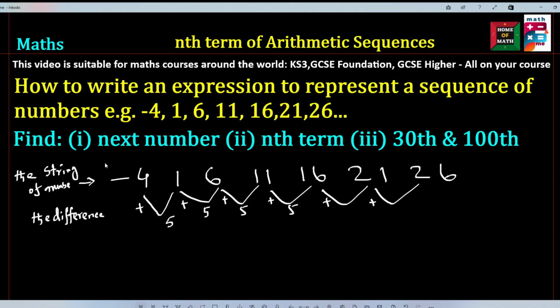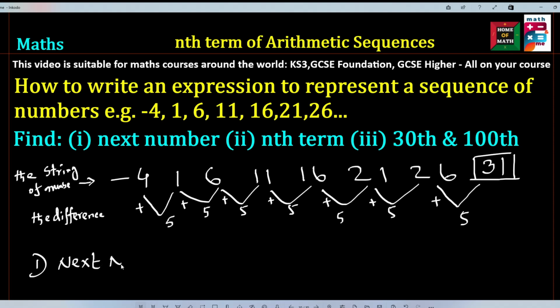So our first question is the next number. So what is the next number? After 26 we will add 5. Why will we add 5? We already saw that the difference between each number is 5. So 26 plus 5 is 31. Our first answer is 31. So the next number is 31. Hope you understand this one.